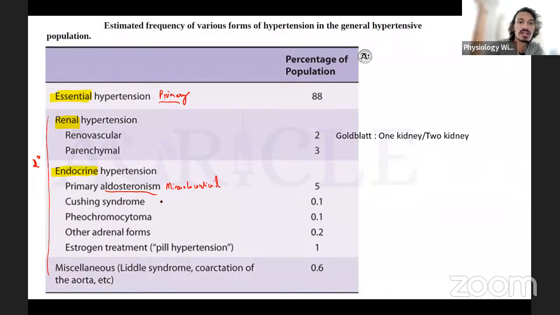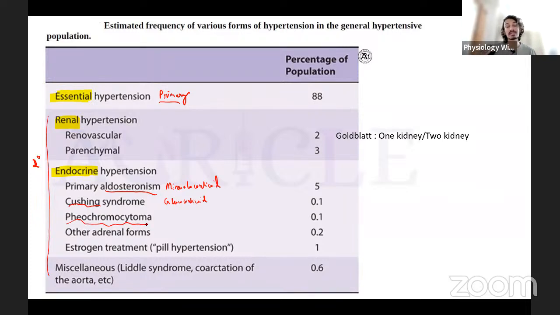Just like that, Cushing is because of glucocorticoid. So in the development, you see that glucocorticoids have some sort of mineralocorticoid activity as well. That is why even in Cushing syndrome, when glucocorticoids are in excess, that will result in some sort of mineralocorticoid activity as well. Apart from this, we have pheochromocytoma.